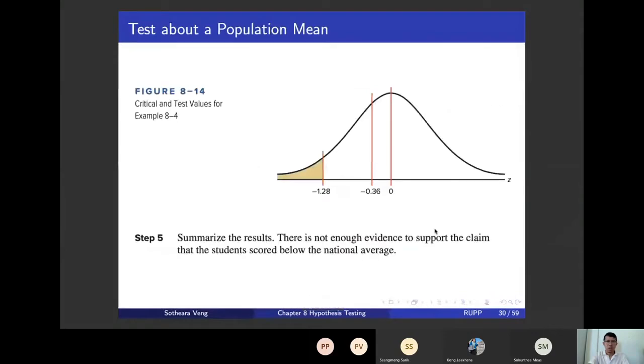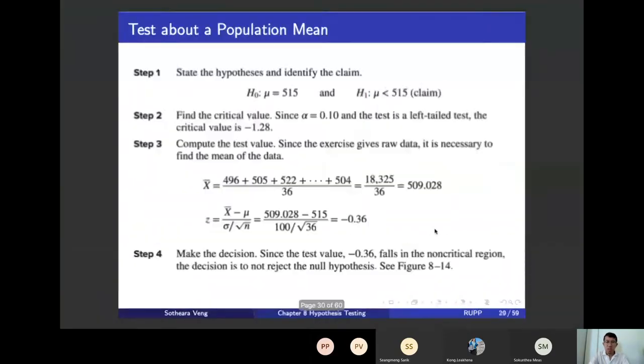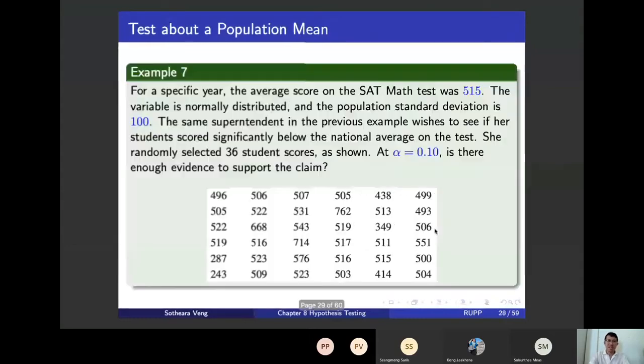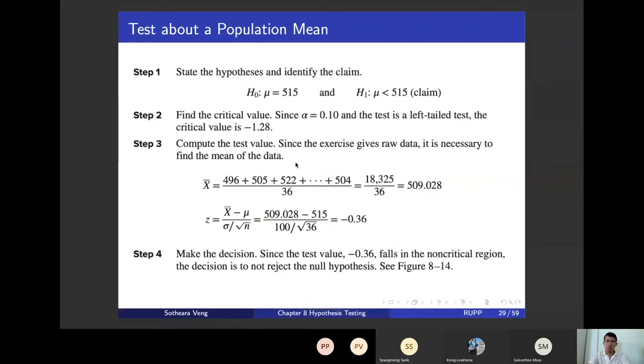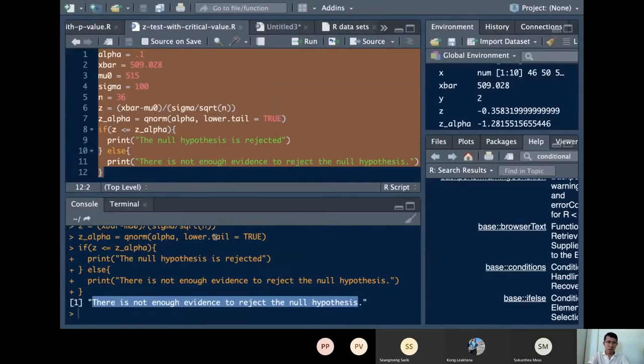Okay, this is the second example, 7, right? We end up with there is not enough evidence to support the claim. It means that we do not reject H0, right? Do not reject. And by R, we found that we do not reject the null hypothesis. Just come up with the same result.